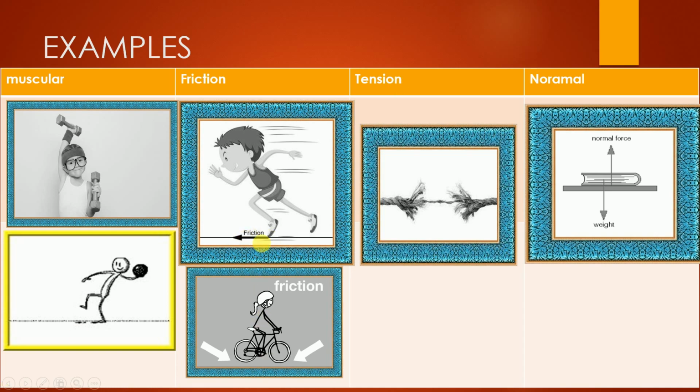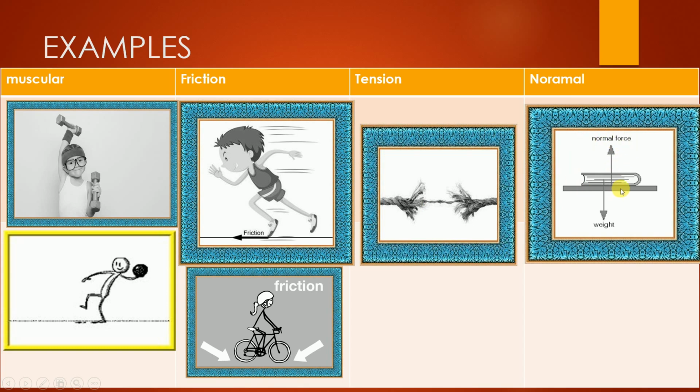Look at here, when you are moving forward, some force is acting in order to oppose your motion, so that you are able to stand and run in a stable manner. The contact forces are four types: muscular, friction, tension, normal. Tension force is nothing but the force which acts along the string. Look at this picture, when there is no tension force, the rope breaks down. It is the tightness of the rope.